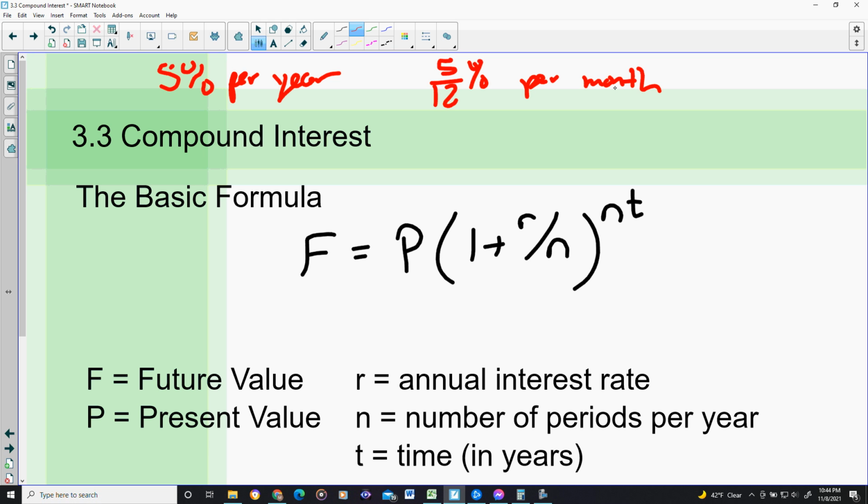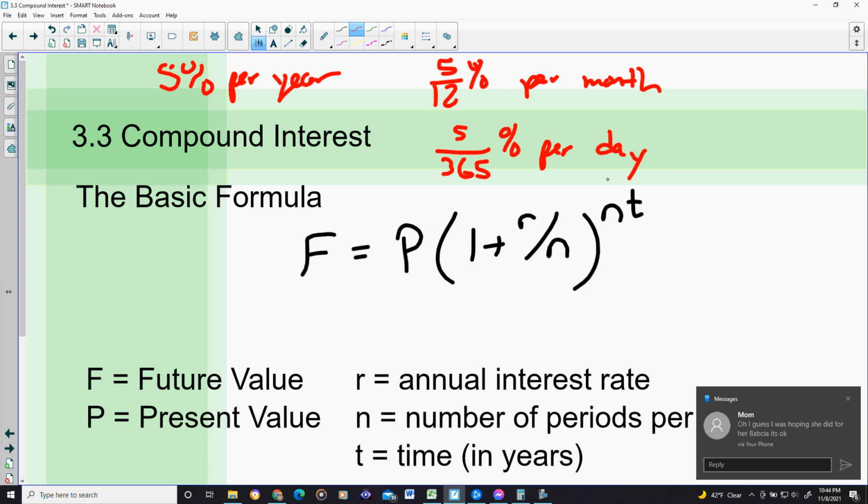What banks actually do is they do this on a daily basis, 5/365% per day. That's really the way they do it. And so they give you the interest every day. So it's pennies, like fractions of pennies, that they give everybody every day. And that's actually the easiest way to do it.